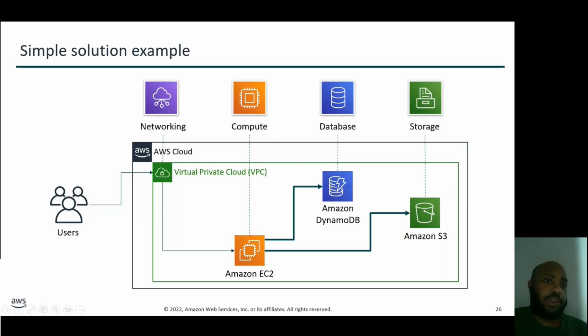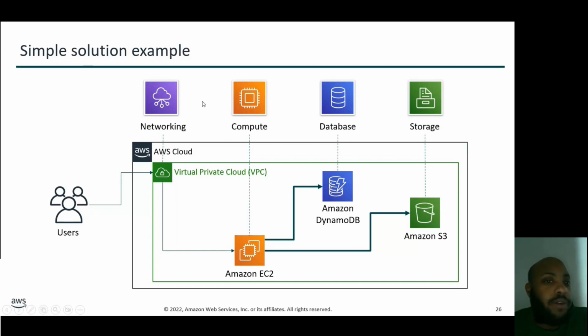So we could have something set up like this, where we have a virtual private network, which is like me having my local area network. And in it, I will have my EC2 running, which is my computer or my server. And in that, I could have my storage, my S3. And then in there, I could also have my DynamoDB, which is another kind of database. We talked about RDS before. DynamoDB is a NoSQL database. And then this is how you could have a simple solution.